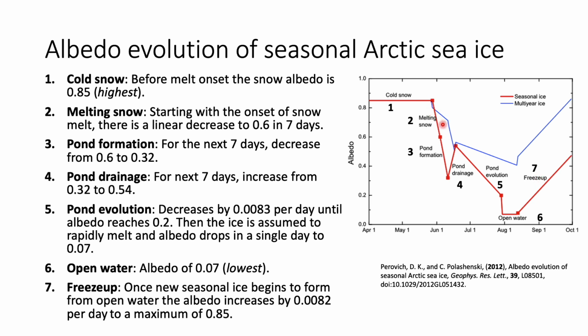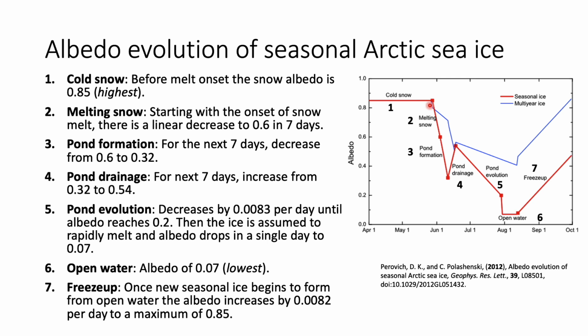And when we look at multi-year ice change, here is the blue line which talks about the same type of transformations. If we look at the different processes, there were some 7 processes which are given. The first one is called the cold snow. Here, before the melt onset, the snow albedo is 0.85. That means it has the highest albedo. Here on the y-axis, we have the albedo of that particular material. So it is the cold ice which has a very high albedo, that is 0.85.